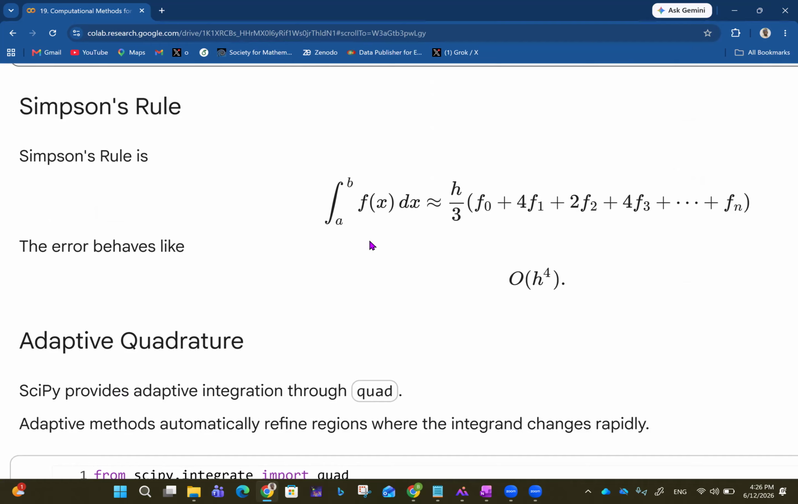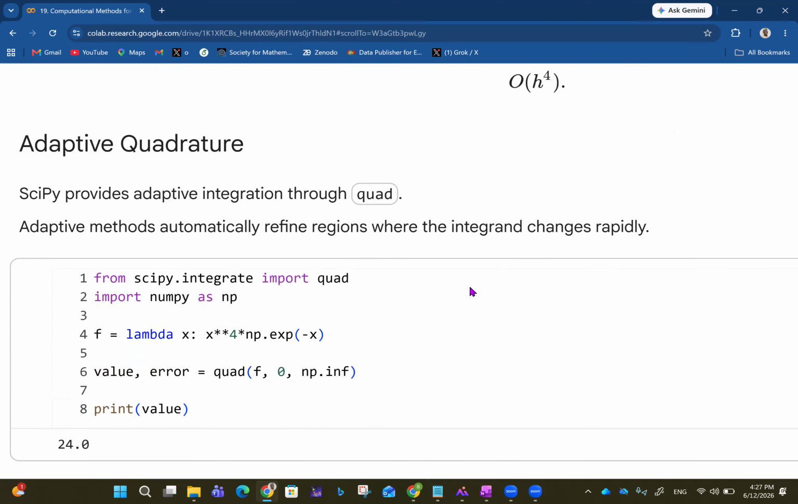So for Simpson's rule, now we have the integral from a to b of f of x dx approximately h over 3 times f0 plus 4f1 plus 2f2 plus 4f3 plus all of that, all the way to fn. So the error behaves like big O of h^4, okay? And then we have adaptive quadrature.